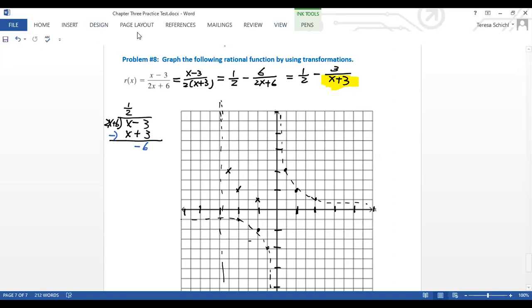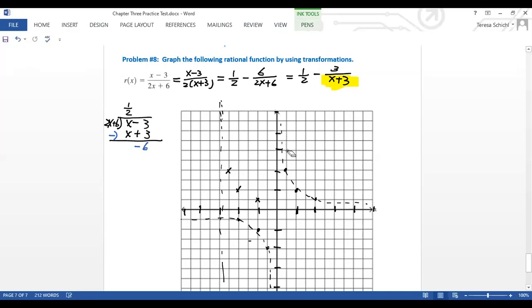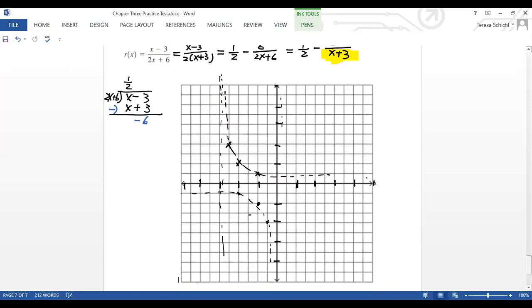So let me erase this one. Maybe you can see, this one I already took care of. I moved everything to the left 3 already. Now this one will be my function here after, right? So this is my function. And then the same thing here.